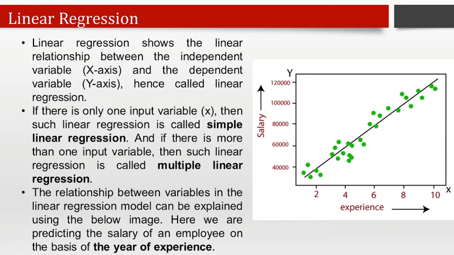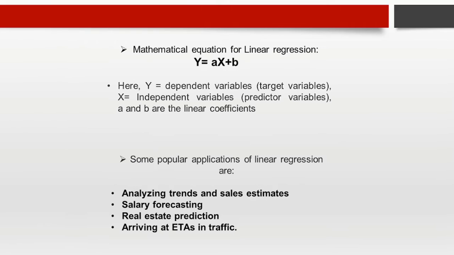If there is only one input x, then such linear regression is called simple linear regression, and if there is more than one input variable, then such linear regression is called multiple linear regression. The relationship between the variables in the linear regression model can be explained using the above image. Here we are predicting the salary of employees on the basis of the years of experience. You can see the graph of the experience and the salary.